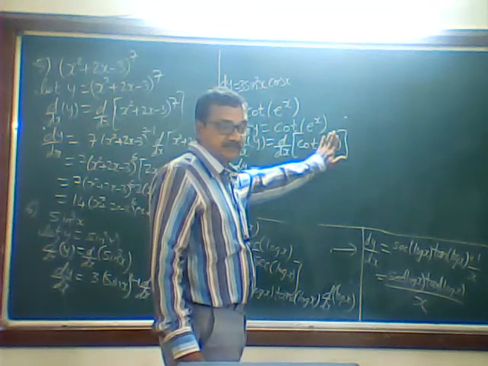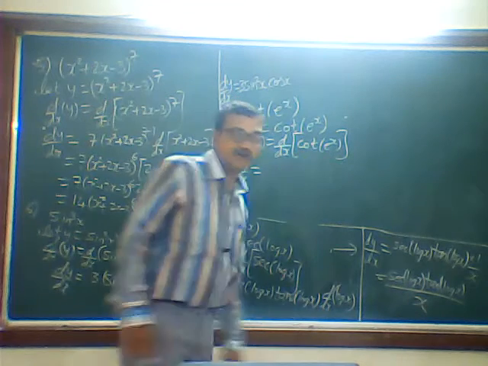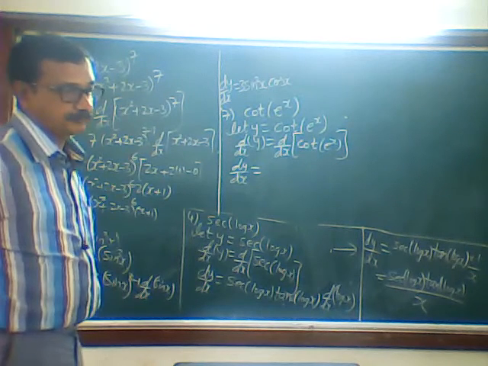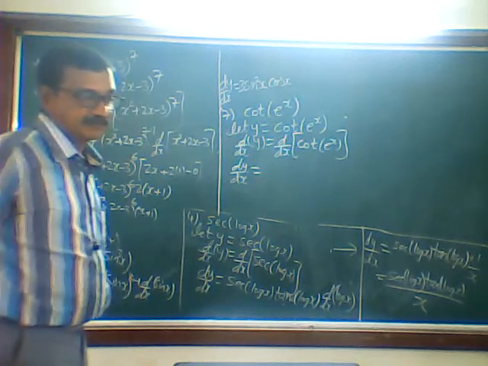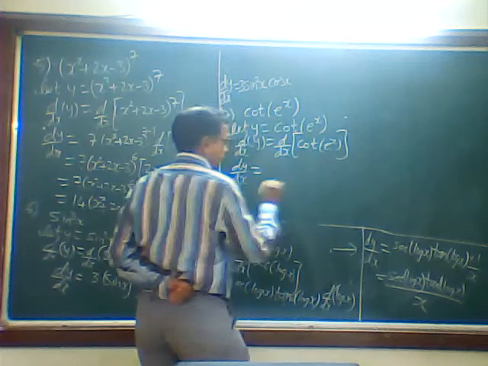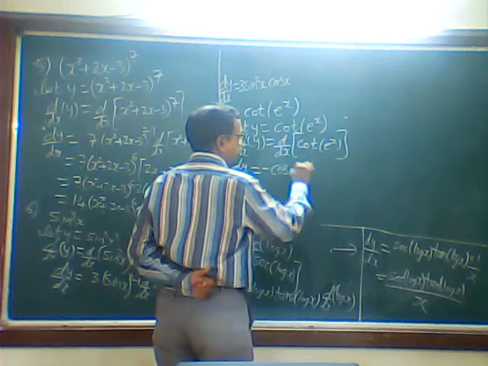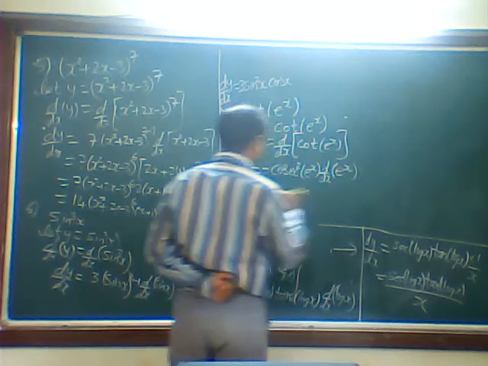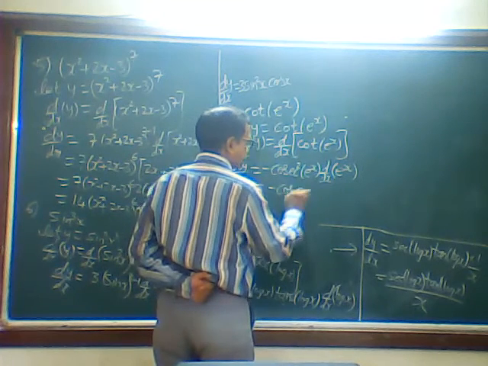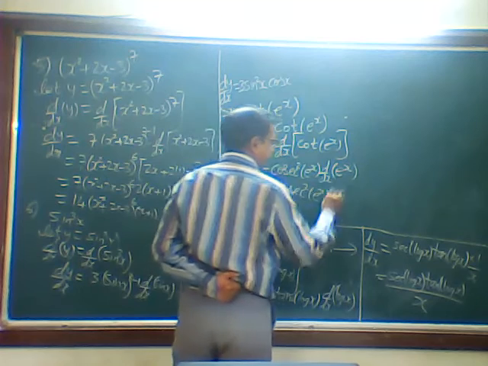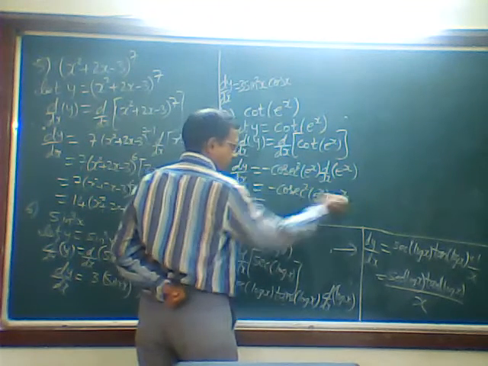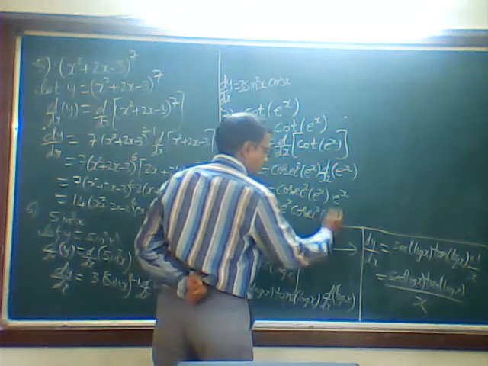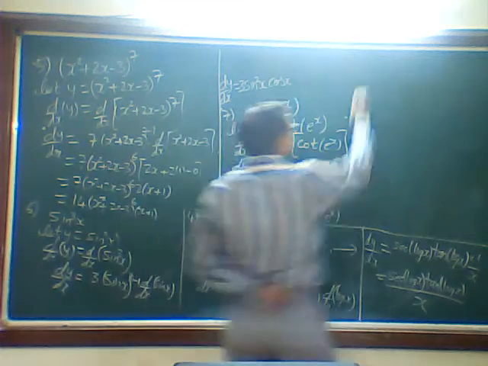Again, e raised to x, if it is x, d by dx of cot x, I have given you the formula. D by dx of cot x is what? Minus cosec square x. But while writing minus cosec square of e raised to x, you have to write minus cosec square of e raised to x into d by dx of e raised to x. So minus as it is. Then d by dx of e raised to x is what? E raised to x. So if you want you can write it as minus e raised to x into cosec square of e raised to x. Okay.